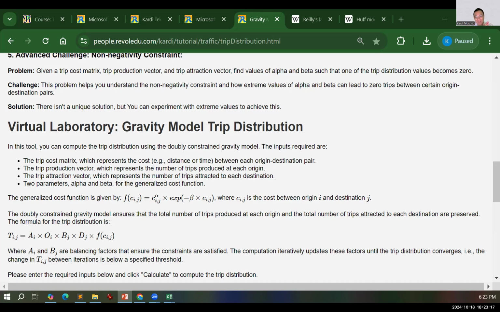So what is the problem with the gravity model? You assume that the TLD is constant over many years, so sometimes this is not correct. And you also assume certain criteria to minimize the difference between model and observed, right? So in that case, you assume certain equilibrium already.